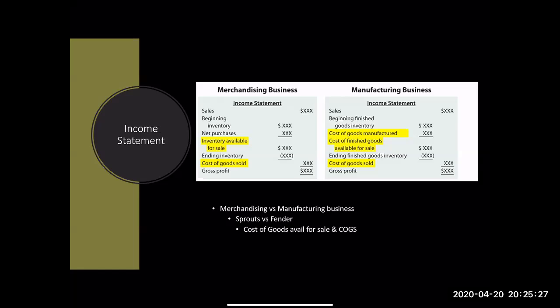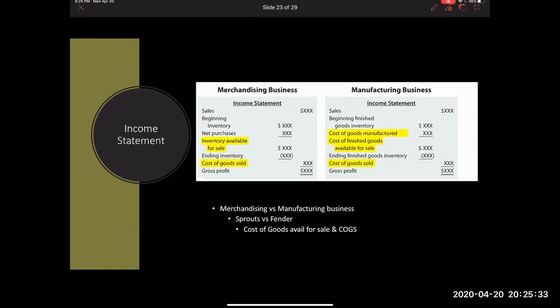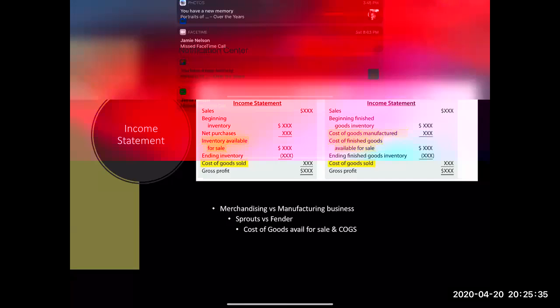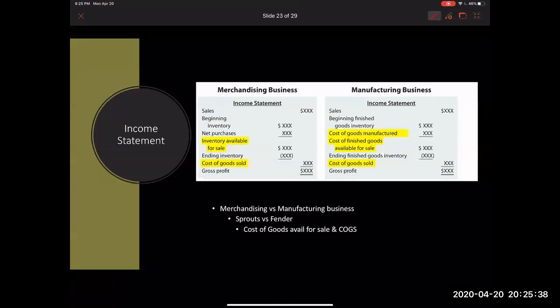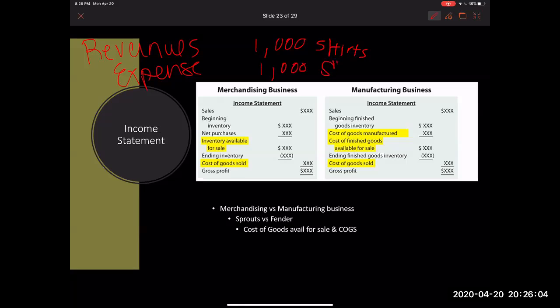Now, just as a trip down memory lane, remember the purpose of the income statement is to match your revenues with your expenses. If you guys can remember that part, right? So if I sold, let's not say dollar value, but if I sold 1,000 shirts, right? Then I need to have my matching expenses that reflect the cost of those 1,000 shirts as well, right?